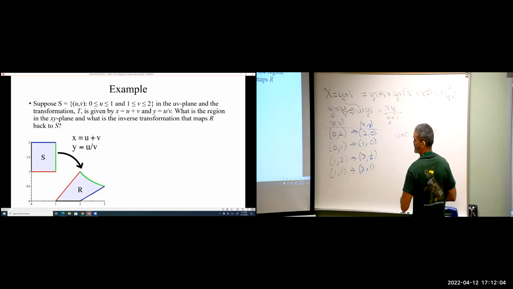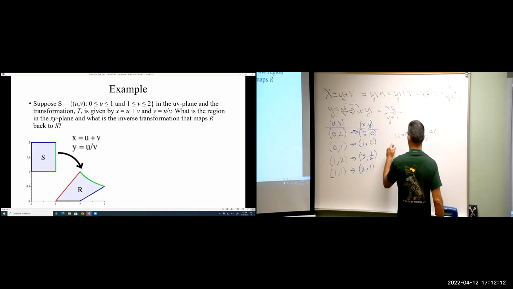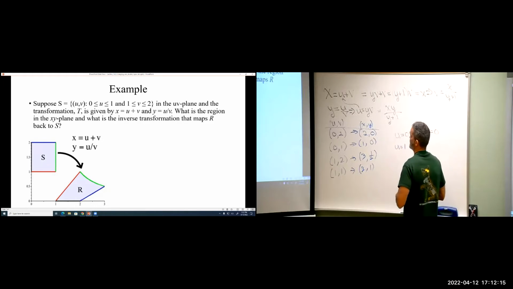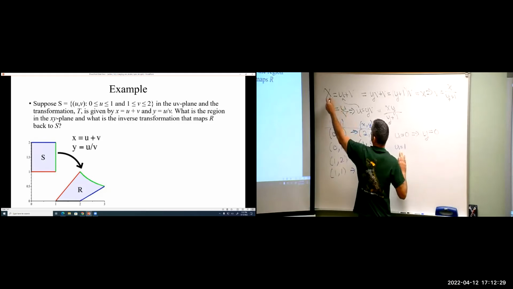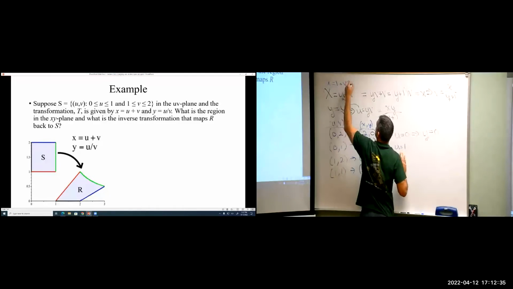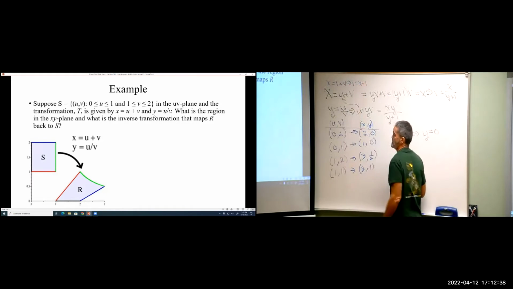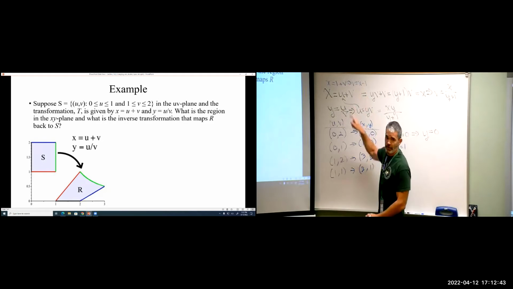Okay, let's stick with u. The other option for u is u could be equal to 1. So when u is equal to 1, that's putting us on this green line. And v is going to go from 1 to 2. Well, if u equals 1, this becomes x equals 1 plus v, or v equals x minus 1. U is equal to 1, v is equal to x minus 1.